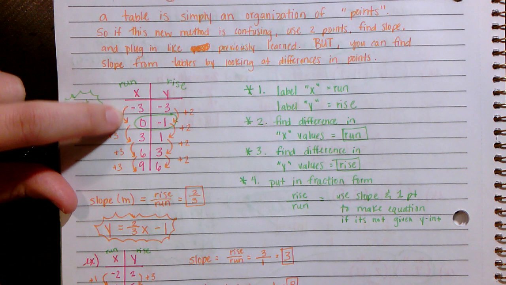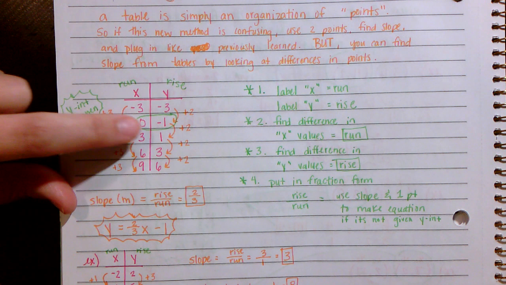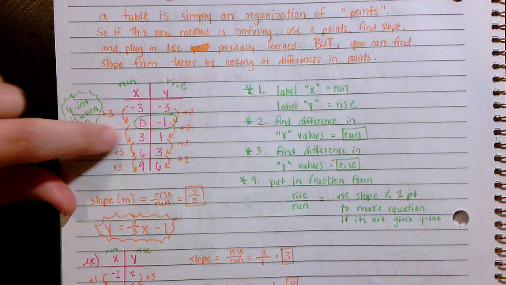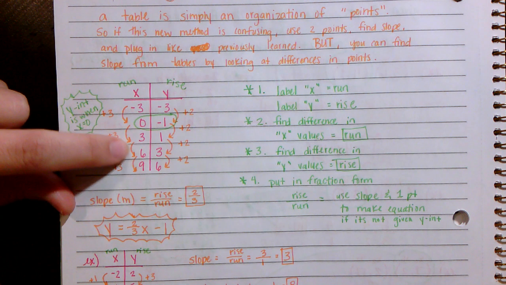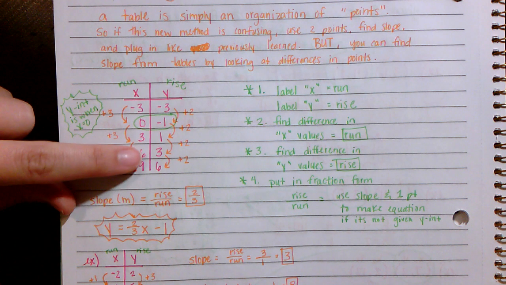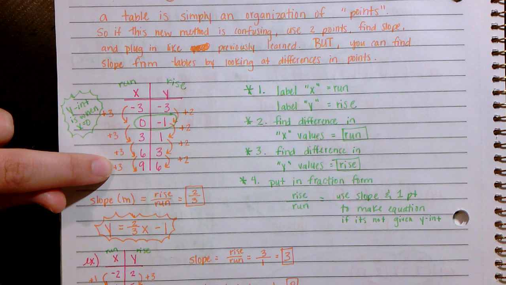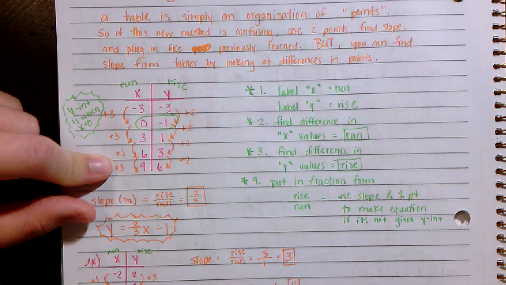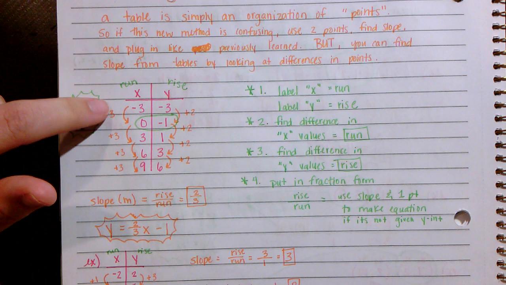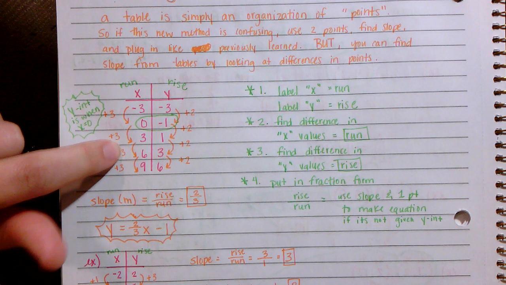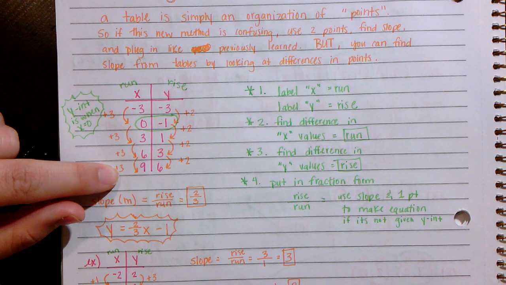Well, to get me from -3 to 0, I have to add 3. And then from 0 to 3, I have to add 3. And then from 3 to 6, I have to add 3. And then from 6 to 9, I have to add 3. And what you'll notice, we'll do tables in many other functions. But if the difference is the same number every time, it's going to be linear.